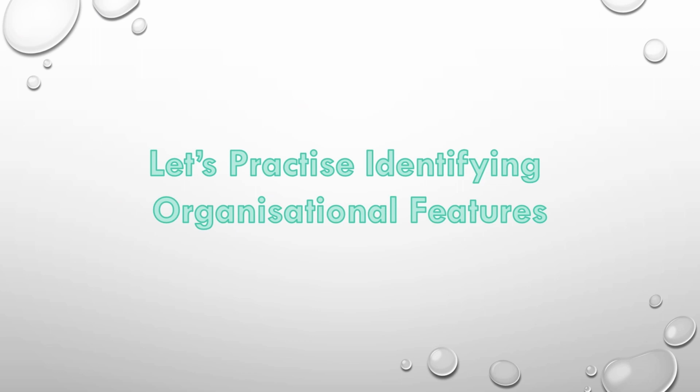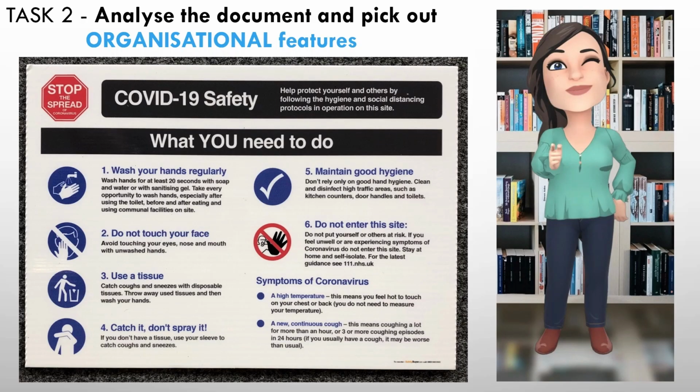Let's have a go at identifying organisational features. Analyse the document and pick out any organisational features. Rewind this video if you're not sure what these are. Pause this video here to have a go and jot down the features before I reveal the answers. Okay, let's look at the answers. Did you notice that the purpose of this text was largely instructive? Now to the organisational features.